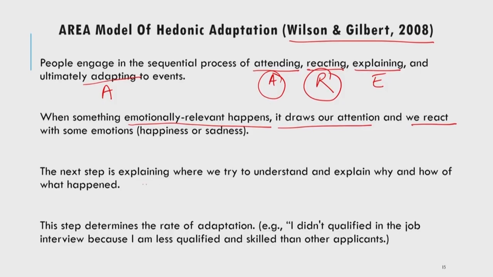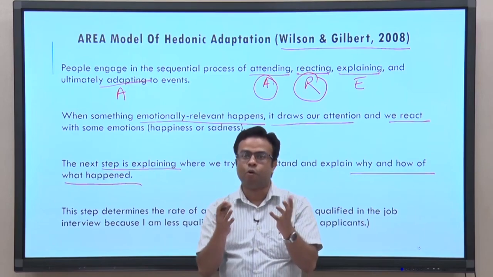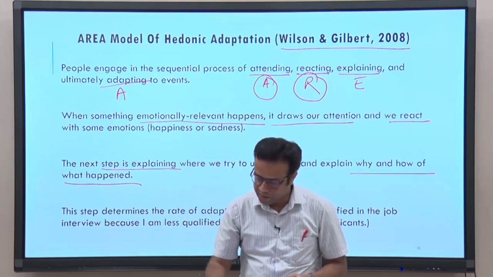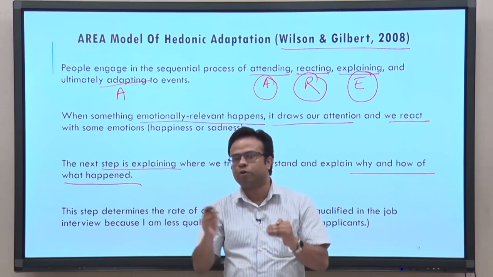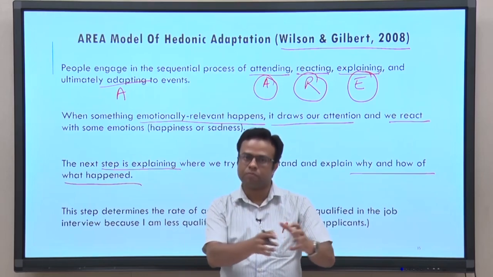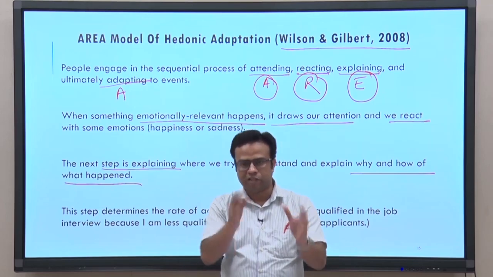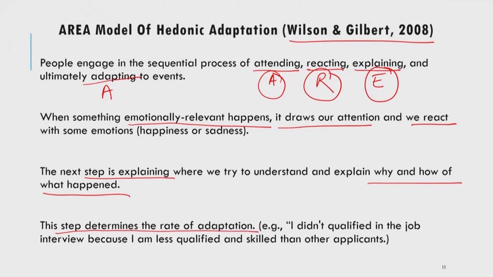The next step is we try to explain or understand the why and how of what has happened. Whatever positive or negative event, we try to understand why it has happened, how it has happened. We try to explain it in our mind. That is the explaining part. And this explanation plays a very important role in adaptation. The rate of adaptation will depend on our explanation. The faster we make sense of the events, the faster will be our adaptation. So this step, explaining, determines the rate of adaptation.